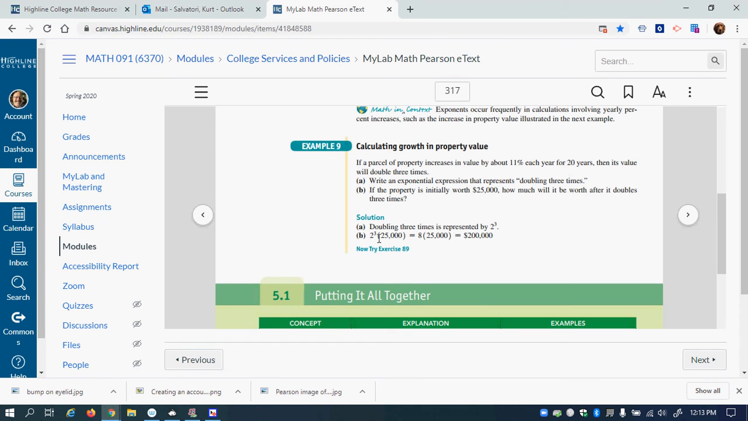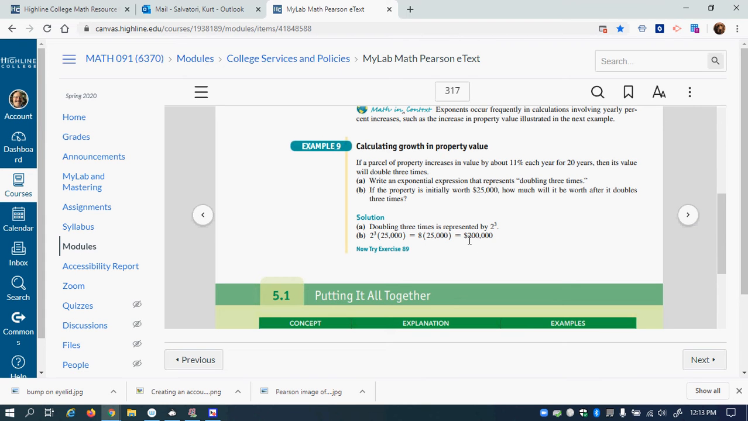We would write it as 2 to the third, because 2 to the third would be doubling 3 times. And if the property initially cost $25,000, how much would it be worth after it doubles 3 times? Again, it would be 2 to the third multiplied by $25,000. You do 2 to the third first, so that'll give you 8. And then 8 times 25,000 would make it $200,000. So it'd be worth $200,000 when it's been doubled 3 times.